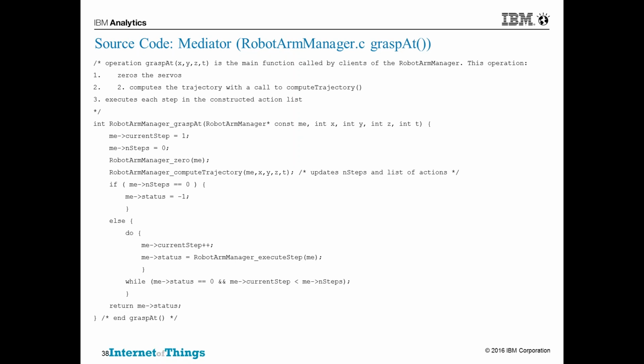And then as we do the grasp at, we implement this approach. So we start up, we zero it, we do a compute trajectory, and then we go through step by step until we walk basically through all the steps. And every step we return, if we get the status, as long as the status is okay, we continue. If we get a point where status returns bad, then we stop.